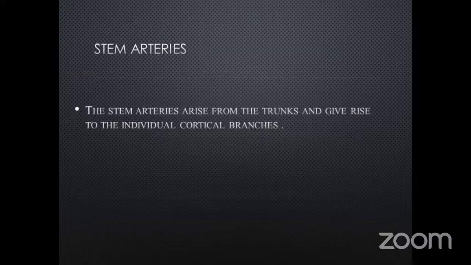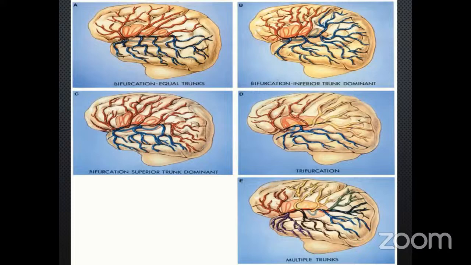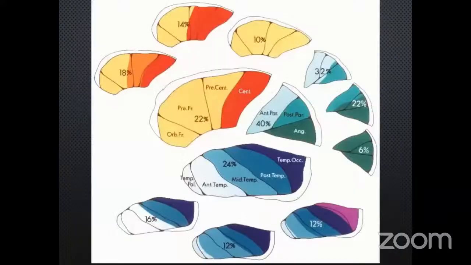Now, the stem arteries arise from the trunks and give rise to the individual cortical branches. So these are the main trunks from where the stem arteries arise. So this is the pattern of stem arteries. This is the usual case in which we have orbitofrontal, prefrontal, precentral, and then the central. So two stem arteries are supplying here. And in this part, we have three stem arteries highlighted in different colors.